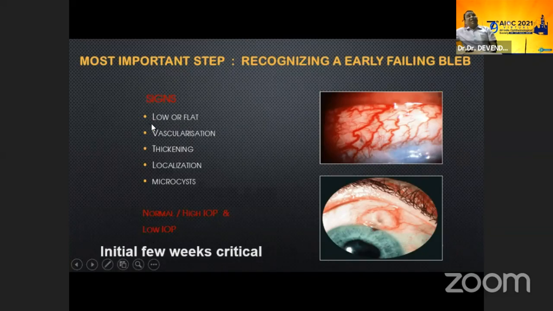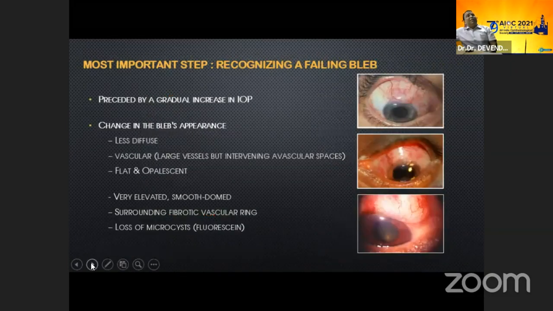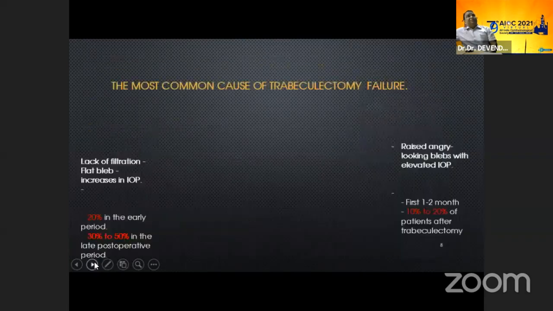Always look for the extent of the bleb, whether it is low or flat, and look for the vascularity, whether mild, moderate, or severe, and look for the presence of corkscrew vessels, because corkscrew vessels are a sign of the initiation of bleb failure. Then look for thickening of the bleb and look for microcysts. In the initial period IOP may be normal or low, but once bleb failure starts, IOP will gradually rise and the bleb becomes less diffuse, vascular, flat, and opalescent.